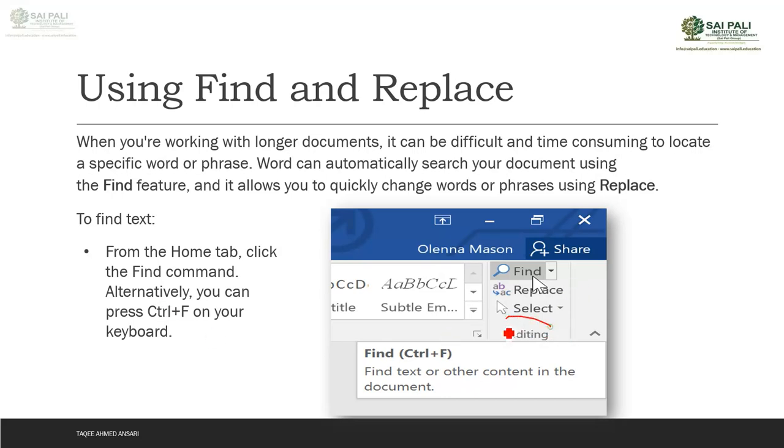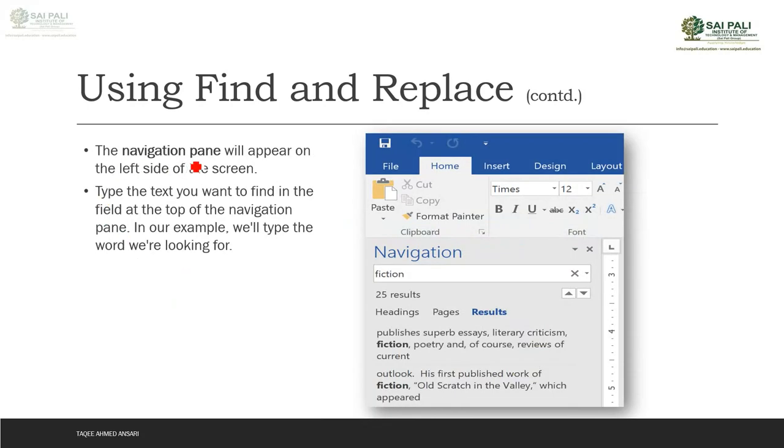In the Home tab, we have an editing group, and in that editing group, we have this Find command. We can select this Find command from the editing group. Alternatively, we can use the Control F shortcut key also, or we can directly go to the Home tab editing group and click on the Find command. Once you click it, the navigation pane will appear on the left side of the screen.